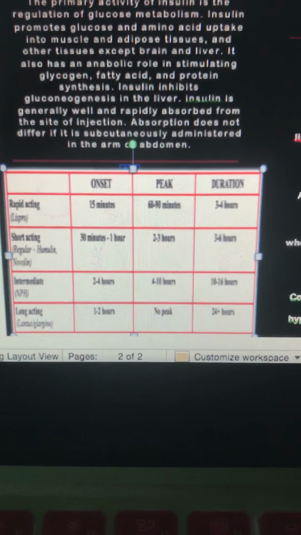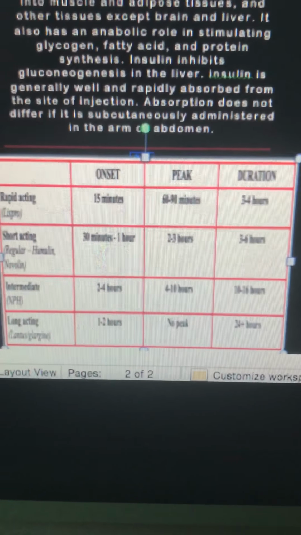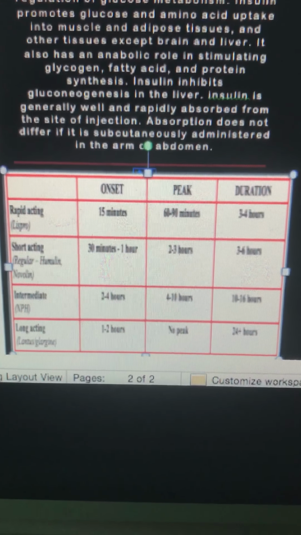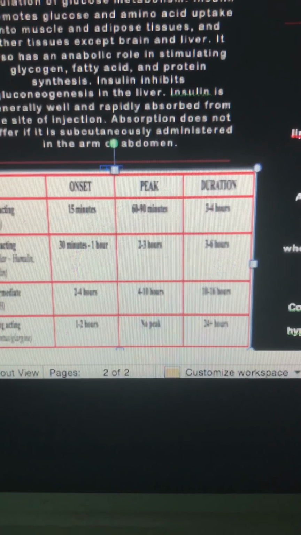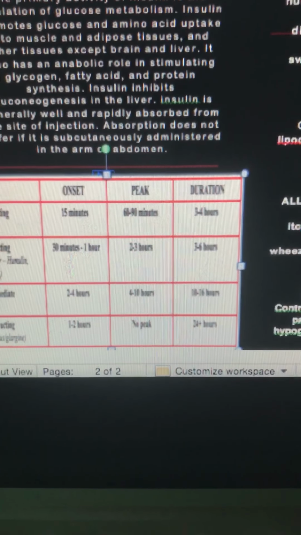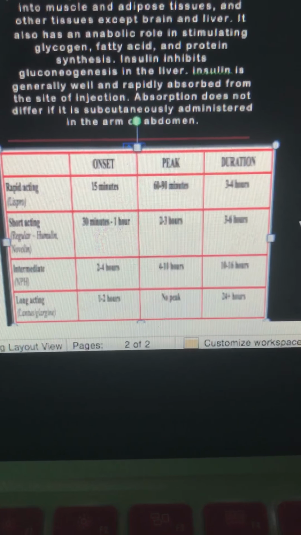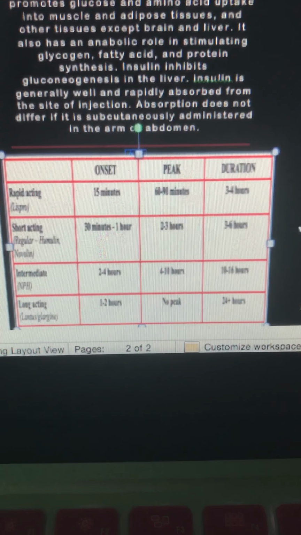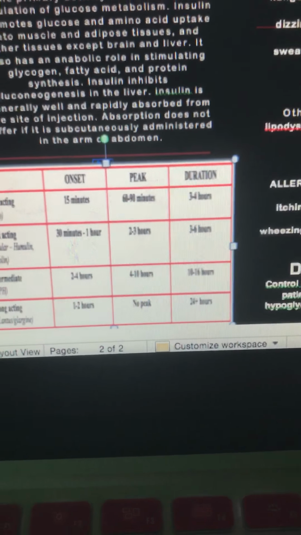Intermediate is NPH, which is usually given every 12 hours. The onset is 2 to 4 hours. The peak is 4 to 10 hours, and the duration is 10 to 16 hours. Long-acting insulins, such as Lantus, have an onset of 1 to 2 hours. There's no peak, and it can last for 24 plus hours.